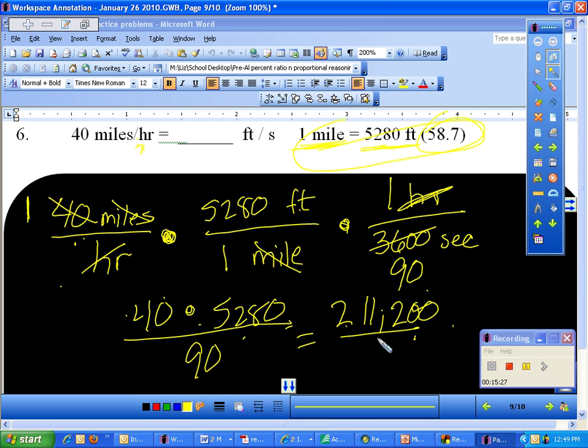211,200. And then divide it by 90. And then you'll find out you're actually going to end up getting exactly the same answer. If you just multiply everything straight across and then divide by the denominator, you'll get the same answer. Oops, just joking. I forgot I didn't cancel. So divide it by 3,600. And you should end up getting exactly the same answer that we did before. So you don't have to cancel.